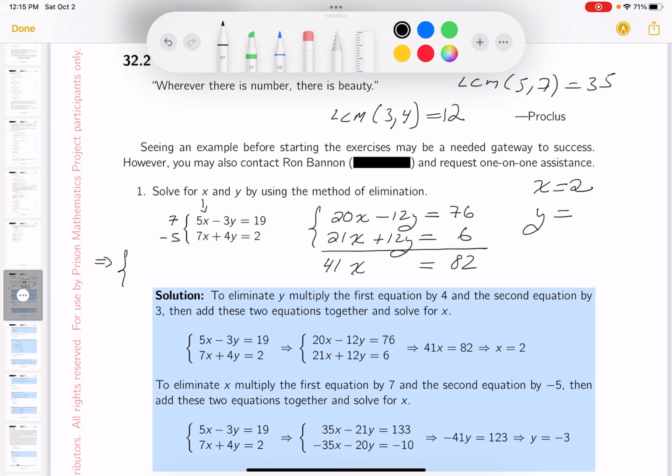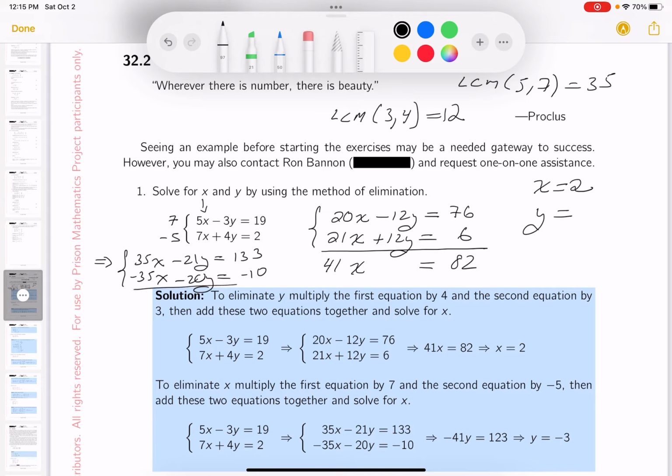You're going to get 35x minus 21y, and 7 times 19 is 70 and 63, so that's going to be 133. Minus 5 times the bottom equation is minus 35x minus 20y, and minus 5 times minus 2 is minus 10. All right, let's keep going through that.